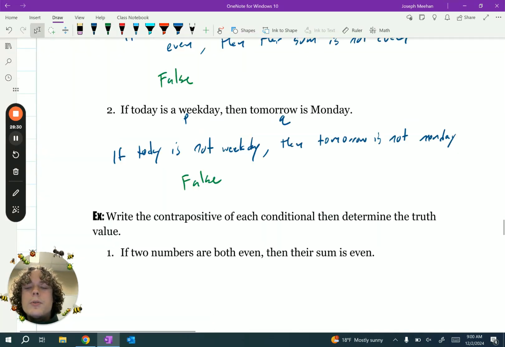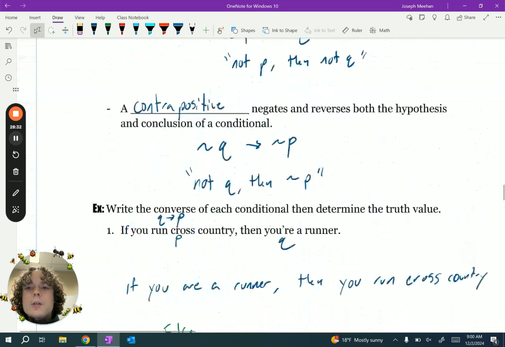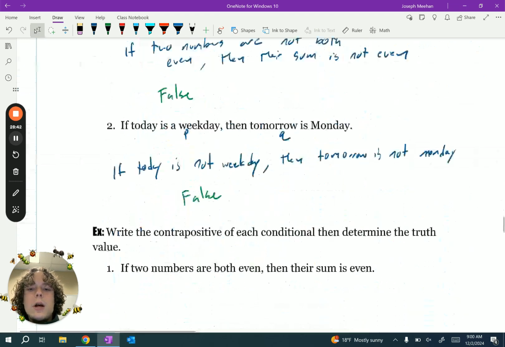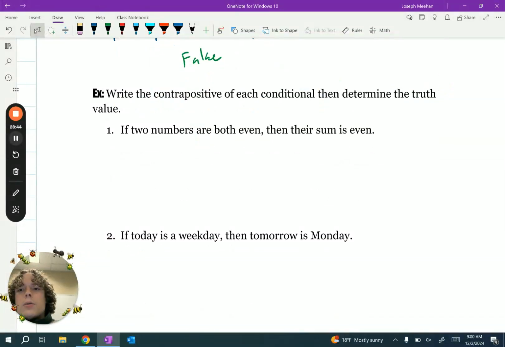It says write the contrapositive of each conditional and determine the truth value. What's a contrapositive? Let's take a look here. It says a contrapositive negates and reverses both the hypothesis and conclusion of a conditional. So it'll say if not Q, then not P. So if two numbers are both even, that's the P, then their sum is even, that's the Q, and a contrapositive is if not Q, then not P. So let's write it just like that.